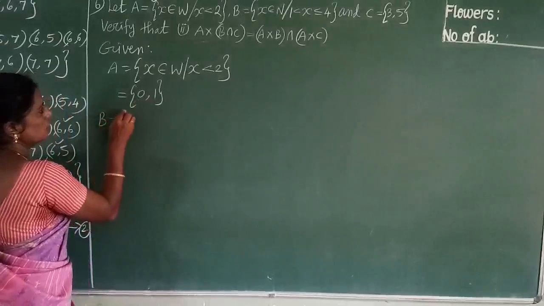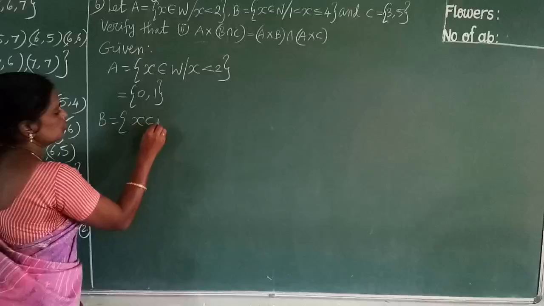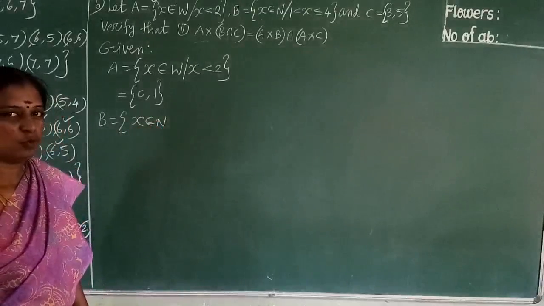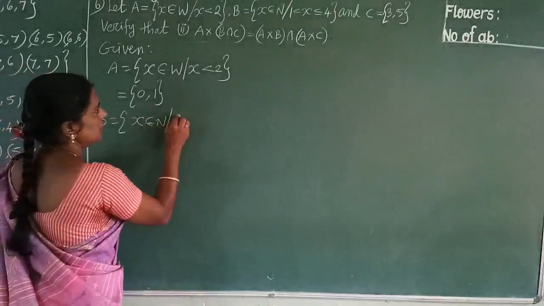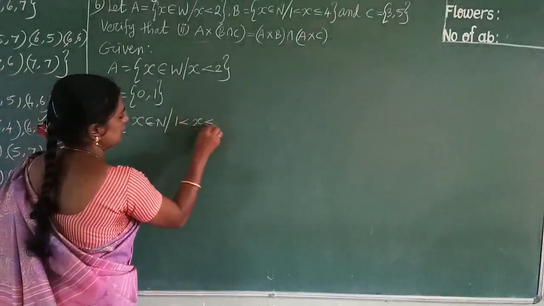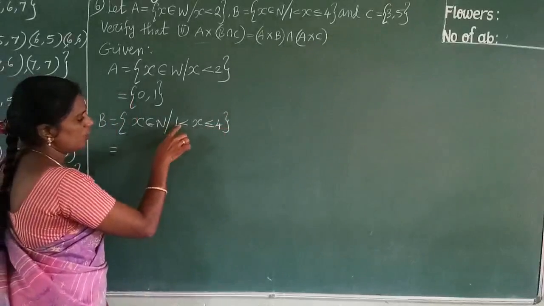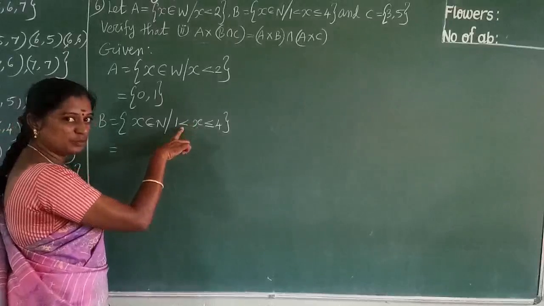Next, B is equal to {x : x belongs to N}, where N is the natural numbers. Natural numbers start from 1. Such that 1 < x ≤ 4. So what is the answer? Here it is 1 less than, not 1 equal.